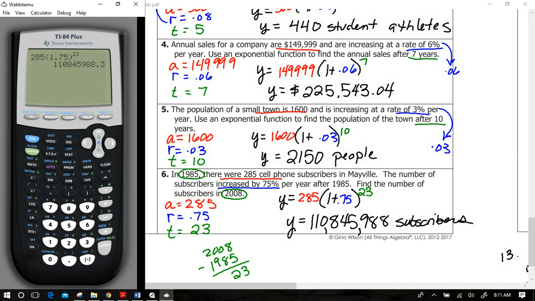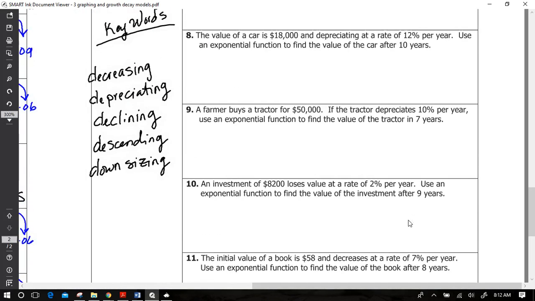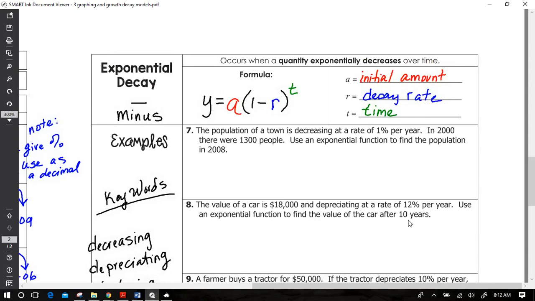Alrighty. So that is our exponential growth. Let's go over and take a look at our exponential decay, which does work in the exact same way. So A is still the initial amount, R is still the decay rate. Again, they're going to give it to me as a percent, and then I need to translate that to a decimal, and then the time in years. Now notice that the difference here is that I'm going to be using the minus sign, 1 minus the rate.